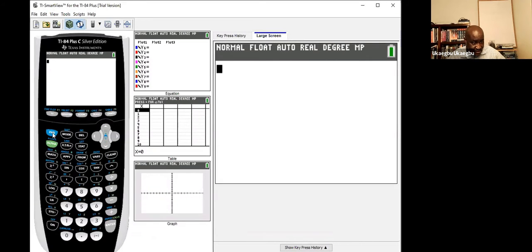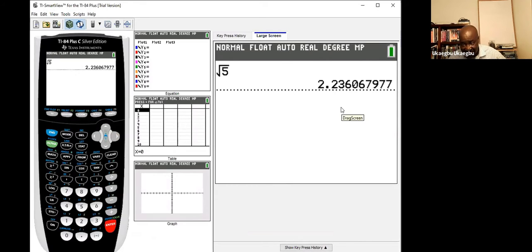So let's say square root of 5. This is square root 5. Then come out of the square root and then you hit enter. Boom. So you see, this is 2.2360679. So this is an irrational number.